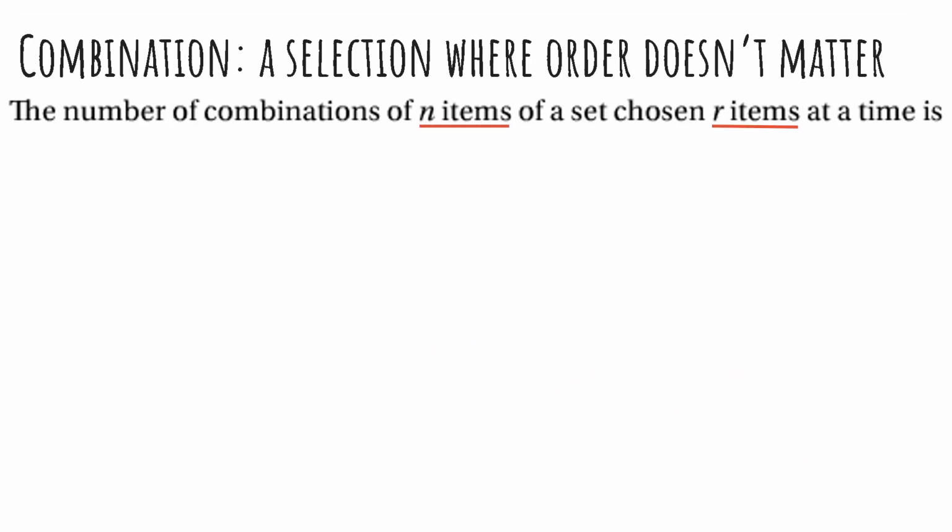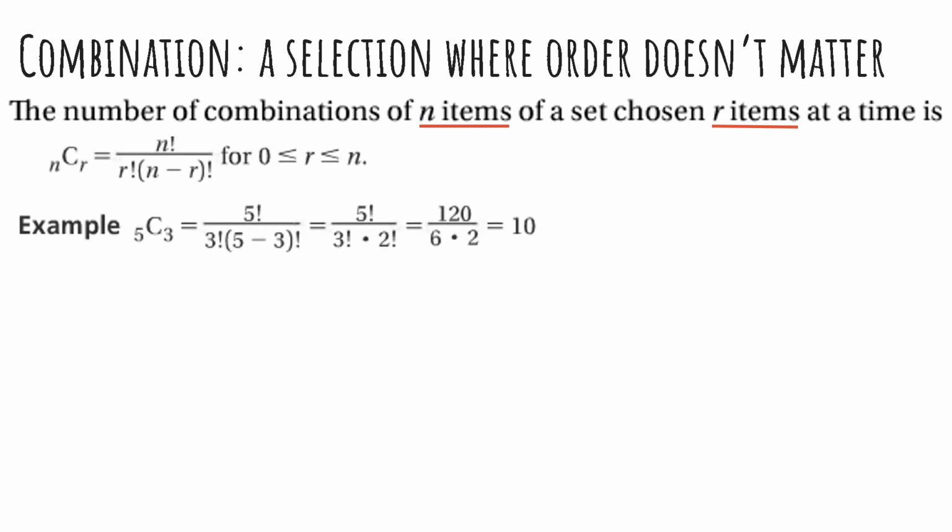All right, so in a permutation, order does matter. A combination is where order doesn't matter. We're still choosing n items, r items at a time. Here's your formula for combination. Write it down and then I'll talk about it. This one is pretty much the same as the permutation formula. There's only one difference: we have an extra r factorial in the bottom. So we still do n factorial, and we divide by n minus r factorial, but then we have the extra r factorial in there.